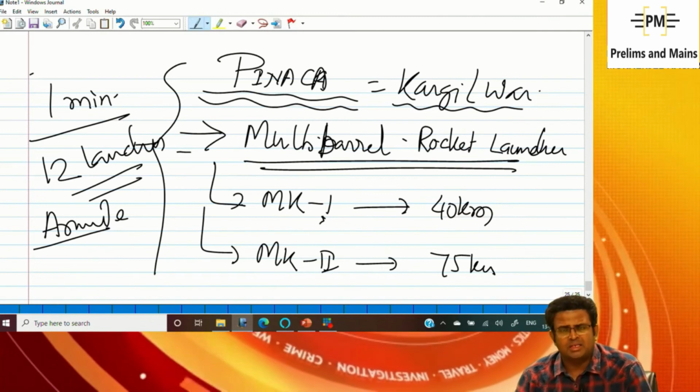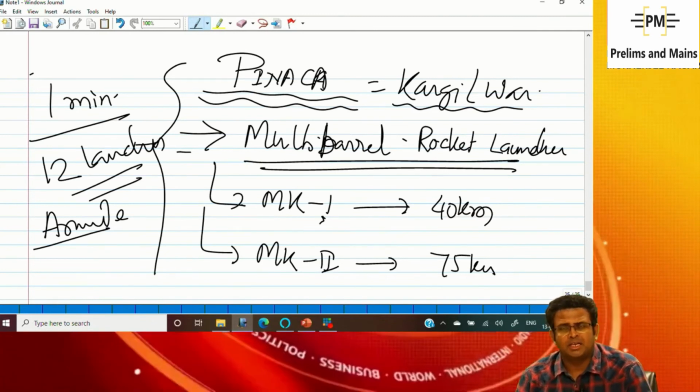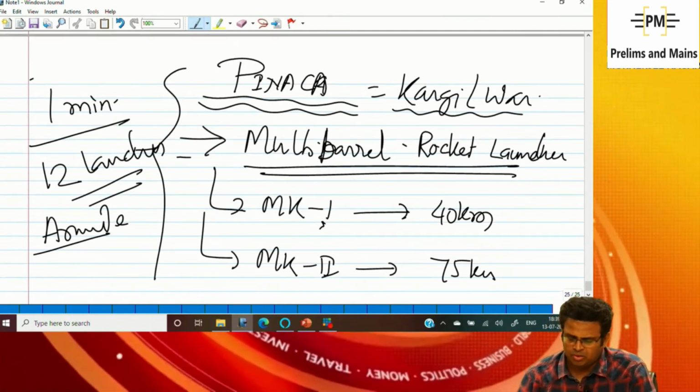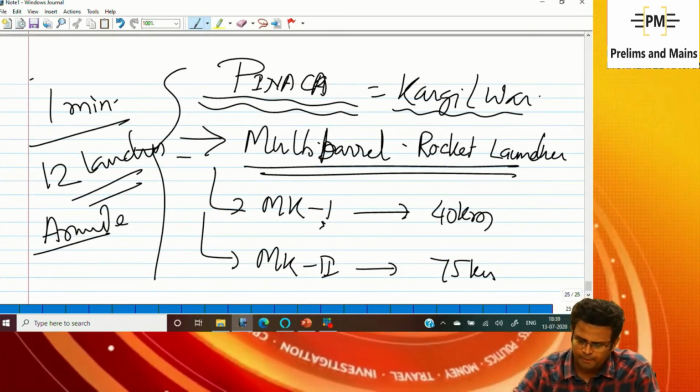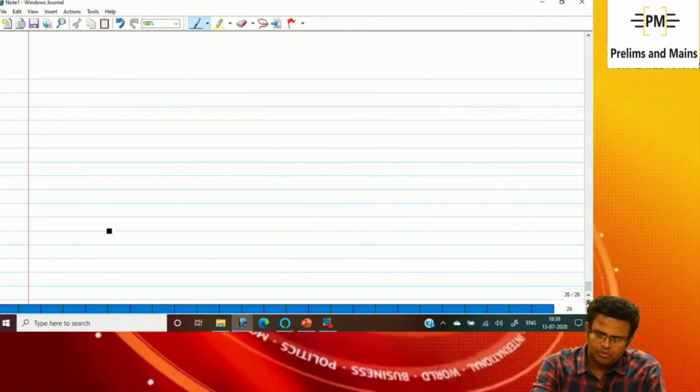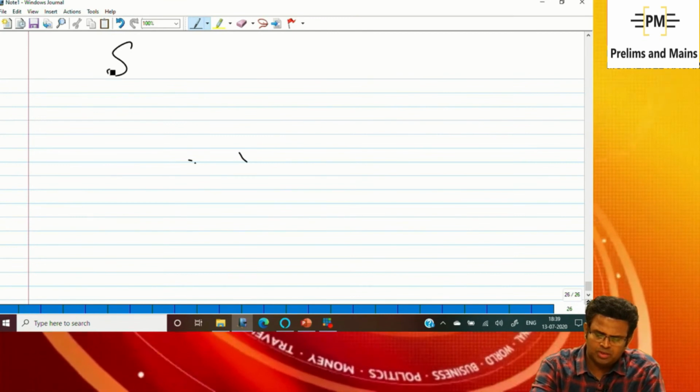So we have covered the important surface to surface missiles, and we can see, perhaps you know that I have used the word sapna.